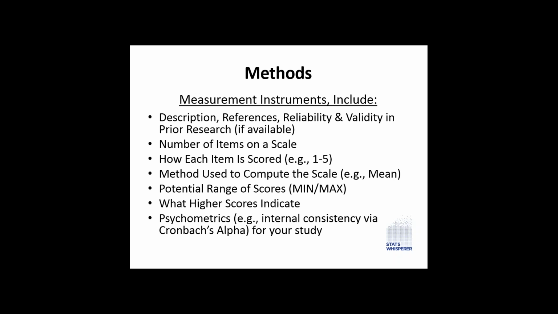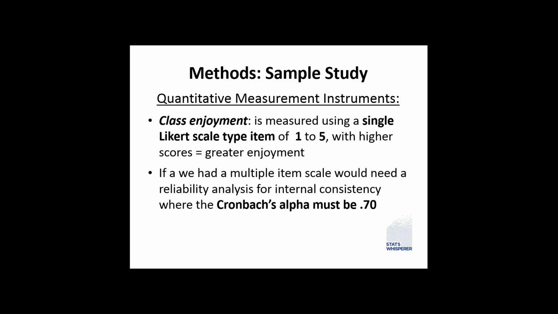And then again, the psychometrics. If we have multiple items on that Likert scale of 1 to 5, in order to have good internal consistency, the reliability, we have to do the Cronbach's alpha. So if there are any applicable psychometrics like that, we need to include them, and that's all for one scale. So class enjoyment, as we said, is a single item measured on a Likert type scale of 1 to 5, where higher scores equal greater enjoyment. You can see there are many things, but you can encapsulate them pretty well in one sentence. If we had a multiple item scale, we'd have to do the internal consistency check and make sure the Cronbach's alpha was over 0.70, per se. That's the most commonly examined psychometric property for scales. So if you only see one, that's usually the one you see. So it's good to keep it in mind.